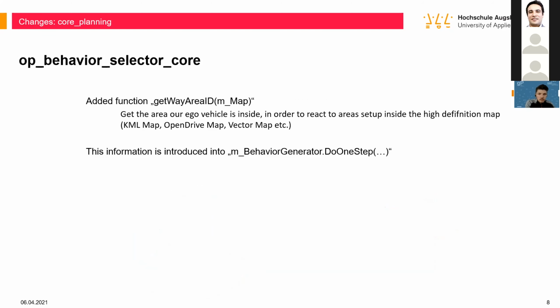Then we have a new function here, the gateway area ID. If your vehicle is driving in the HD map, and you've configured some way area, and your base link, where your car is right now, is inside a way area, you will get this way area. This information is then also sent to the behavior generator's do one step function, so you have this available for the state machine now.